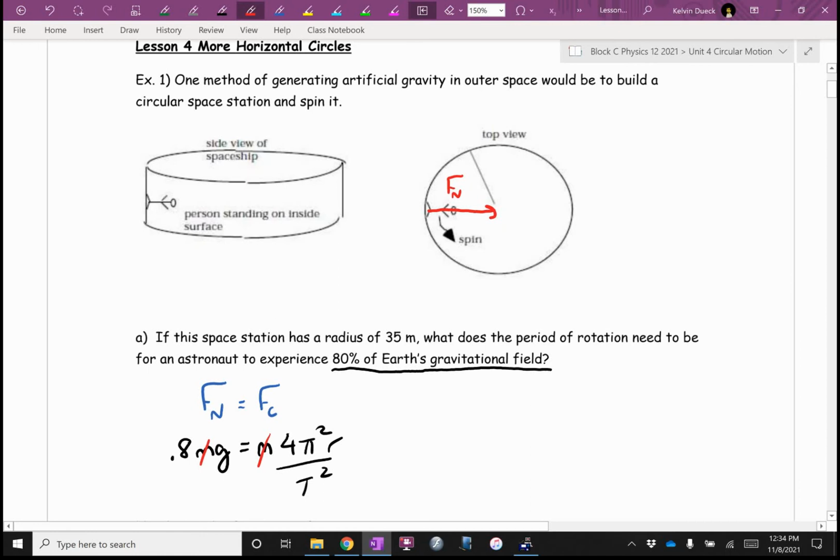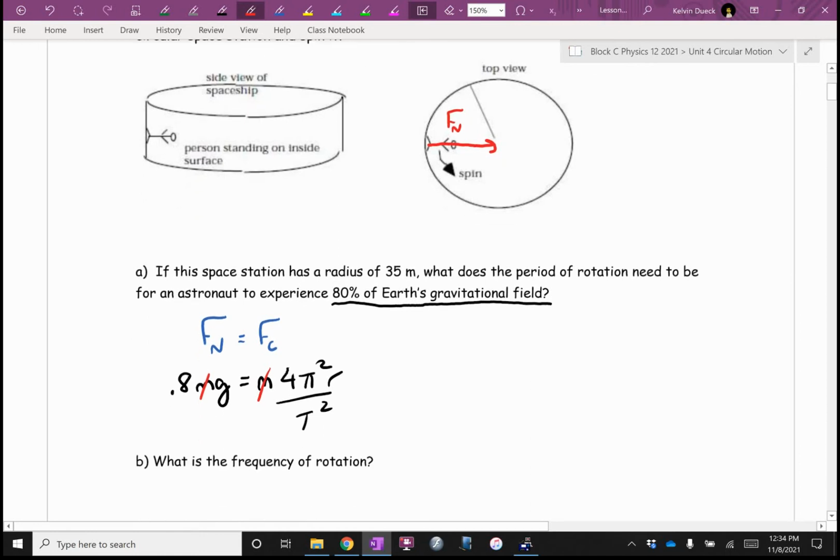Pause for a second. So as far as I'm concerned, this question has 1, 2, 3, 4 variables, and I can give you any 3. So I can give you g, r, and T and say what percentage? Find the number in front. I can give you the percentage g and r, say find T, which is what we're doing, I think, in this question. But as far as I'm concerned, for a rotating space station, any one of those is fair game.